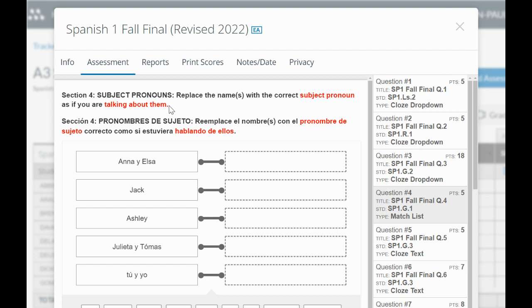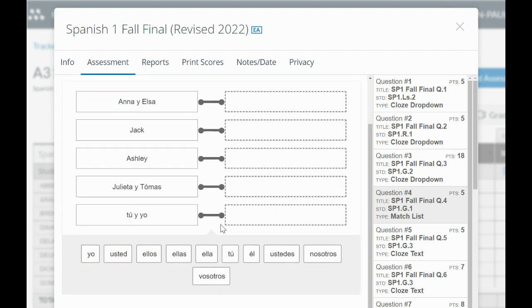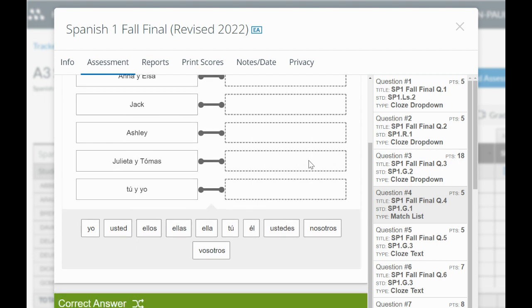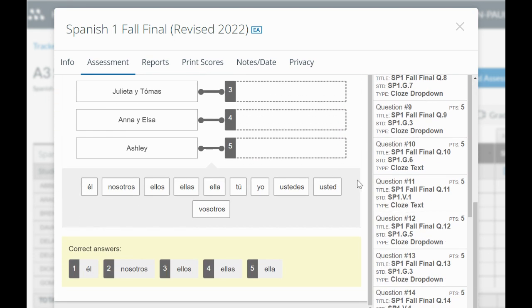Question 4. Replace the names with the correct subject pronoun as if you are talking about them. You're talking about them, so make sure you put the correct pronoun in each of the boxes according to who they are.